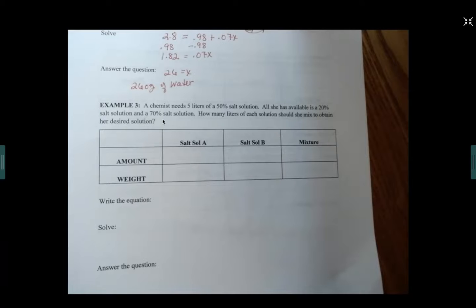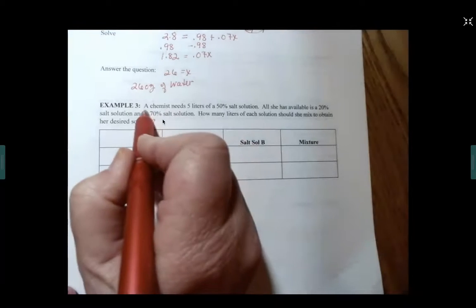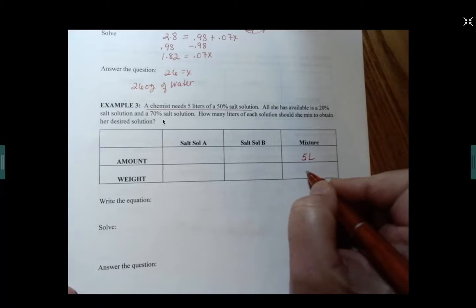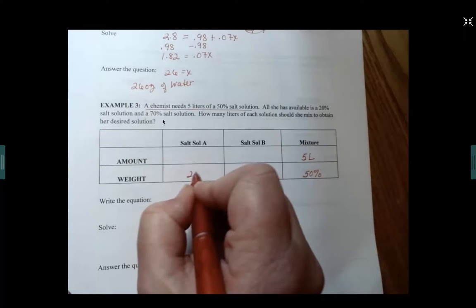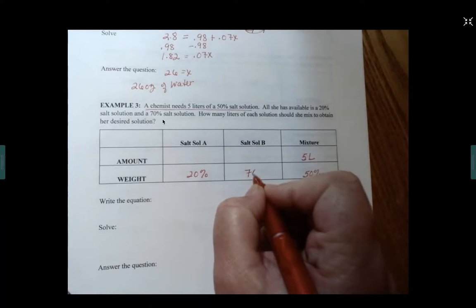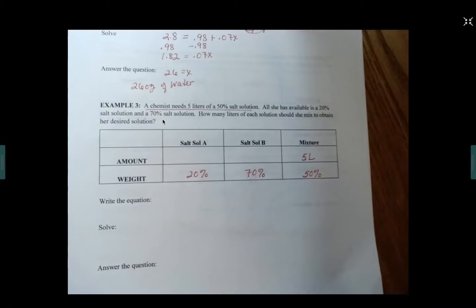So we have two different salt solutions. She needs 5 liters of a 50% salt solution. So we're going to put that over in our mixture. That's what our final solution should have. But she has a 20% solution. We'll call that solution A. And she has a 70% solution. And she wants to know how many of each she needs.